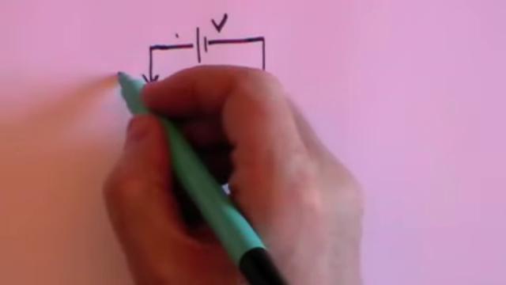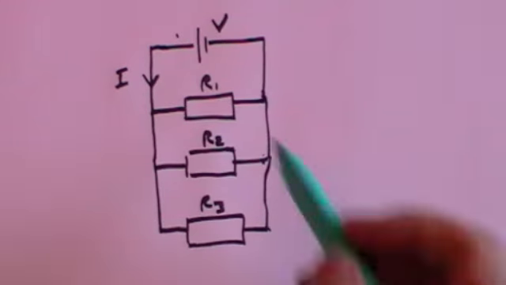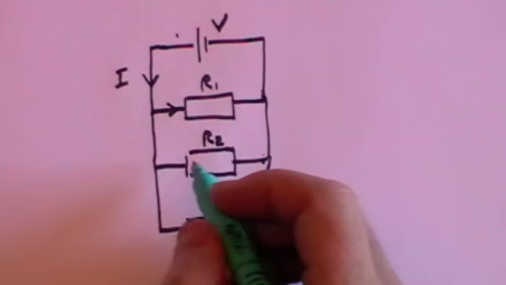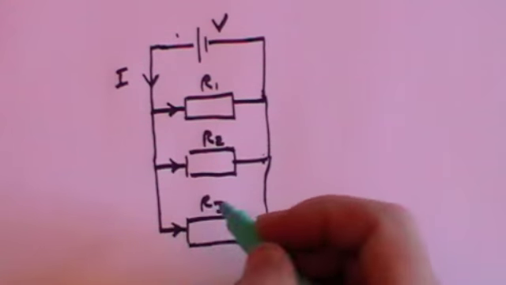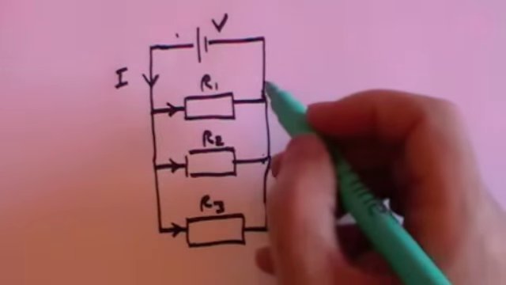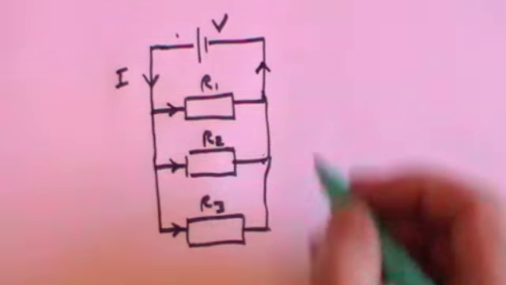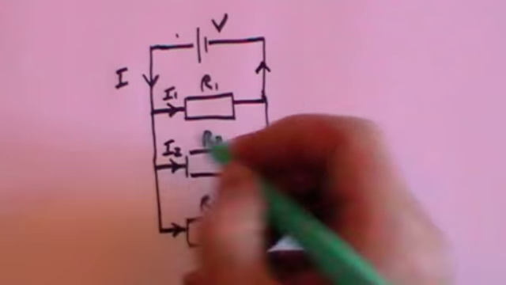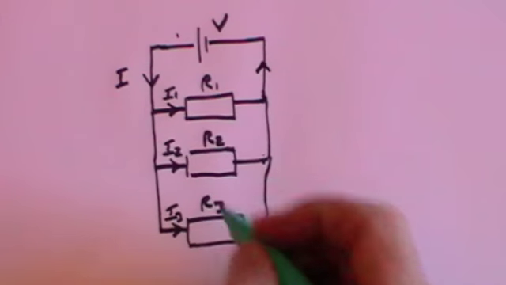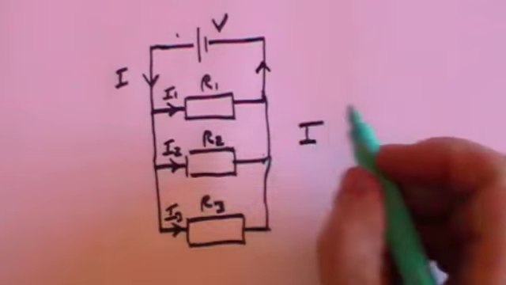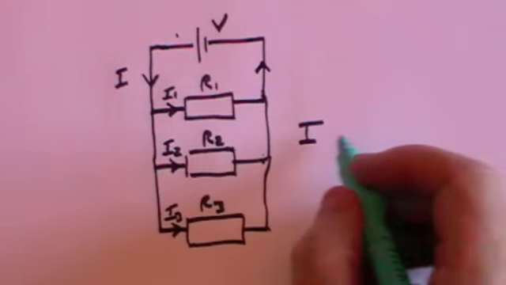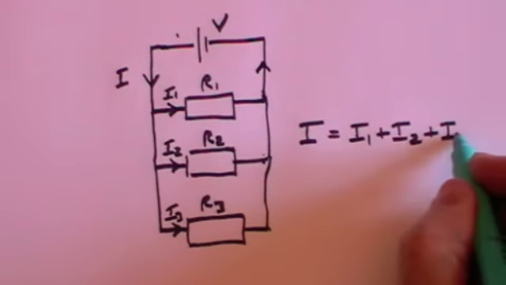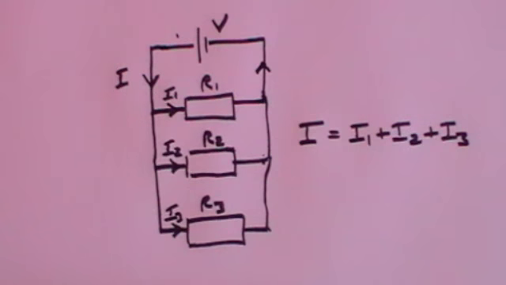But the current is split. You've got a current coming down here, but when it gets here, some of it will go off down here, some of it will go off down here, and some of it will go off down there, and then it'll all reconnect and become the full current again here. So if we call this I1, I2 and I3, then the total current which flows from the battery will equal the sum of the currents going through each arm, I1 plus I2 plus I3.